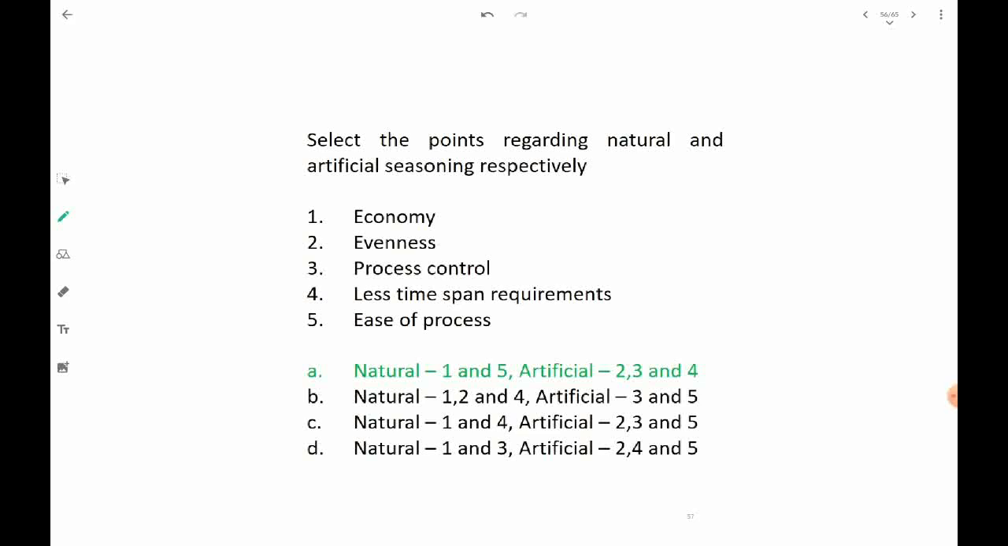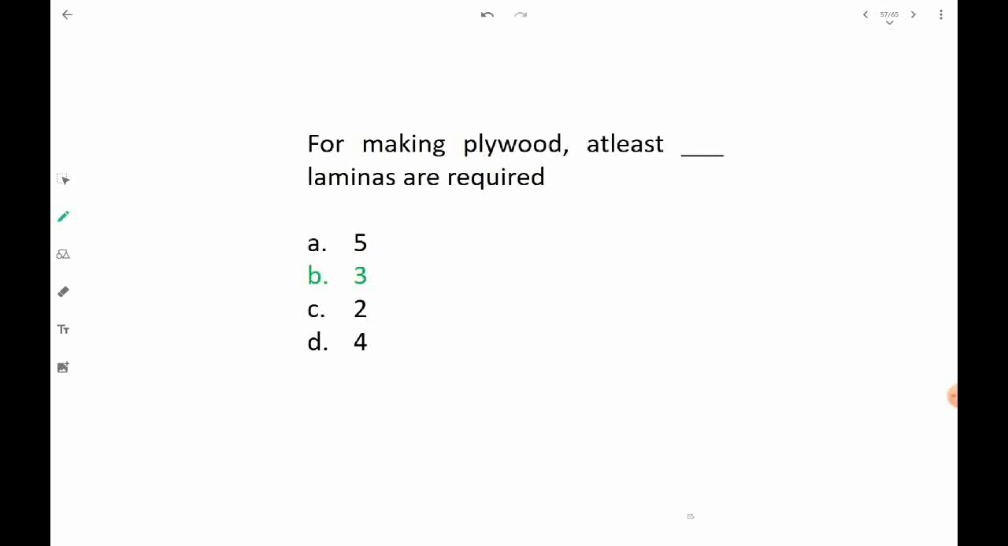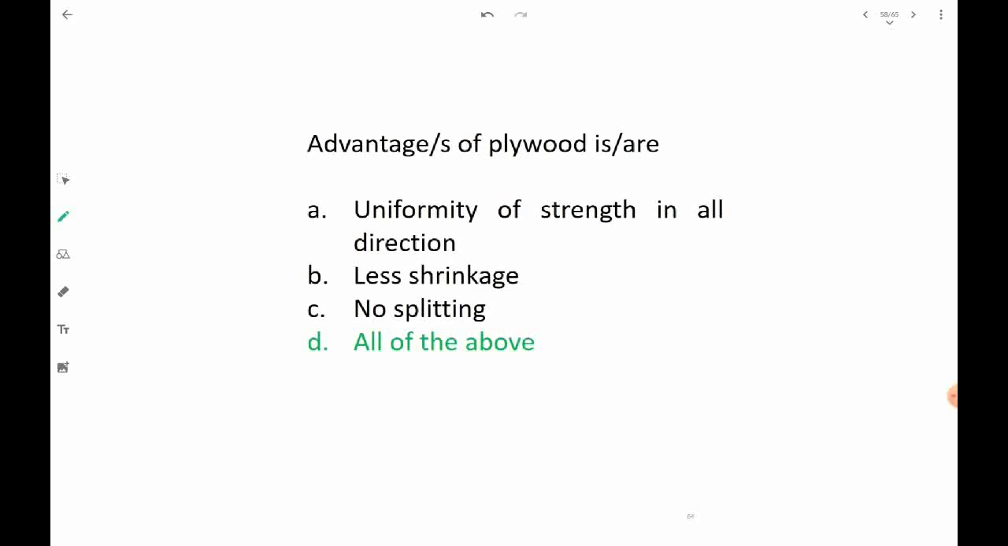And regarding artificial seasoning, the evenness of the process, control over the process, and lesser time requirements are there, which are not present in natural seasoning. For making plywood, at least 3 laminas are required. Advantages of plywood are uniformity of strength in all directions, less shrinkage, and no splitting.